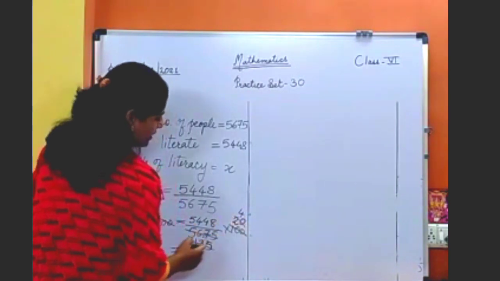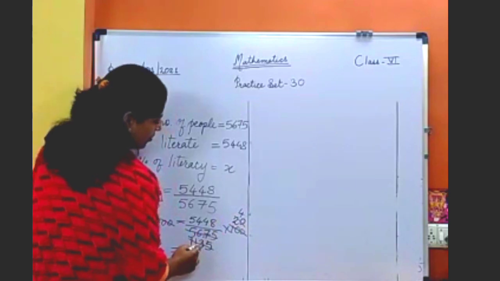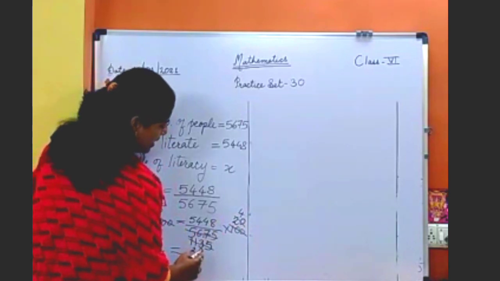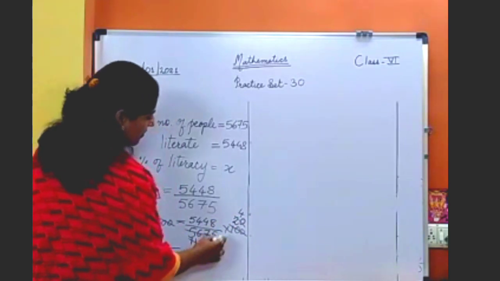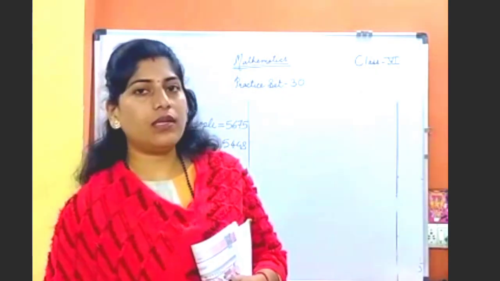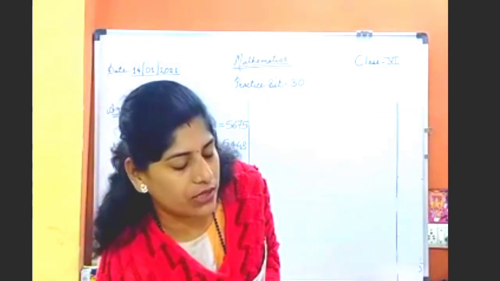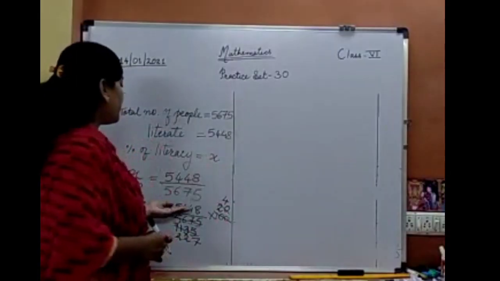5 4s are 20, 5 2s are 10, 1 here, 5 2s are 10, 5 7s are 35. Here we got that both the numbers are not able to divide with each other. So let us see what we can do here.